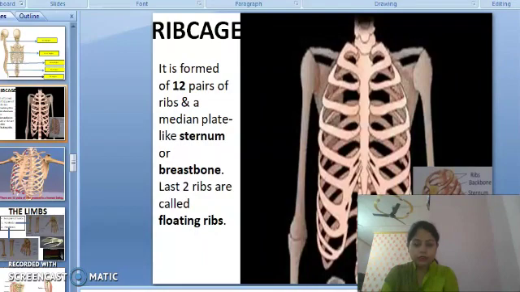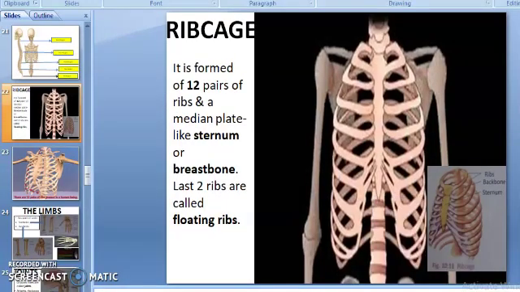In today's video, we will continue with chapter 10 of class 6 science, body and movements. This is part 4. So let's start. Welcome to the lesson on body and movements. We were discussing the skeletal system.